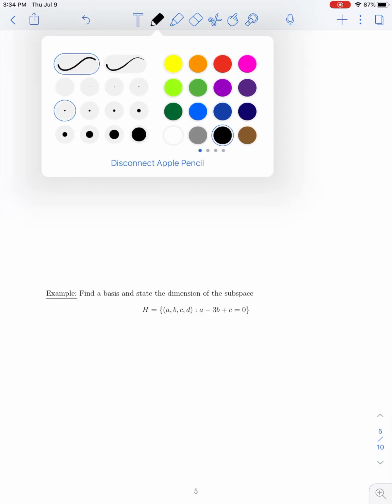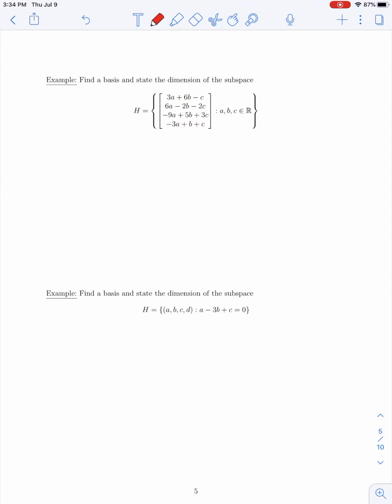So let's look at some other ones. In this next example, exact same sort of problem. We're asked to find a basis and state the dimension of the subspace H, which is a subset of R4, where the 4 entries of our vector are defined in terms of A, B, and C, which are entries in R.